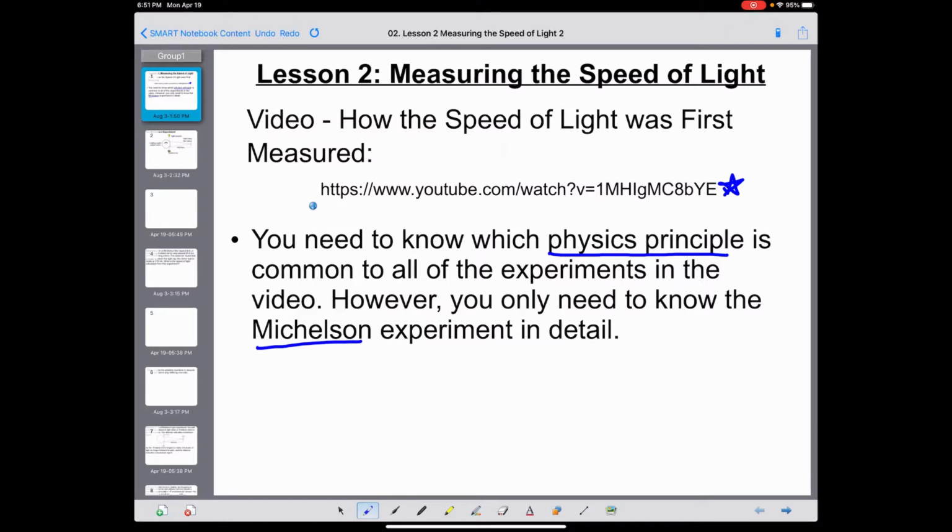In all of those experiments, what they're doing is measuring the speed of light by taking the distance that the light goes and dividing it by the time it takes. This formula here is the uniform motion formula, and what that means is the light is traveling at a constant speed. The physics principle for uniform motion, if you look on the back of your formula sheet, where a bunch of physics principles are listed, is principle 0. So now we're going to look at the Michelson experiment.